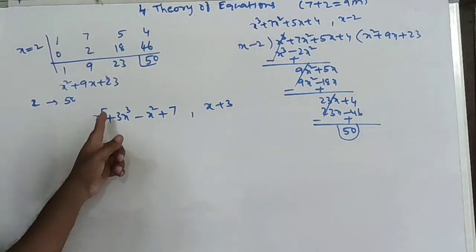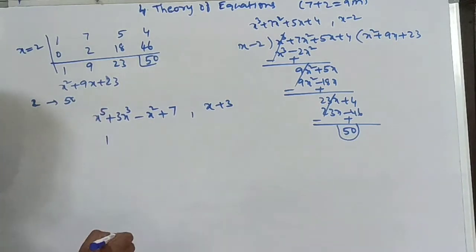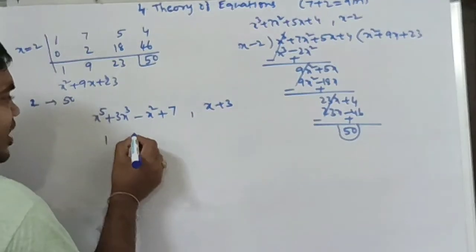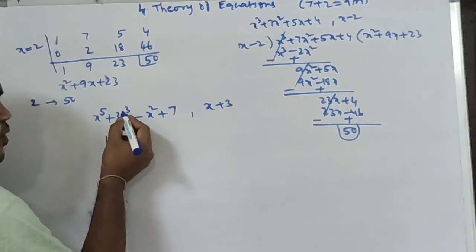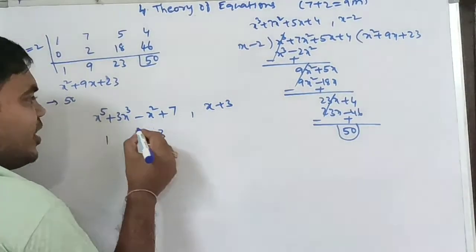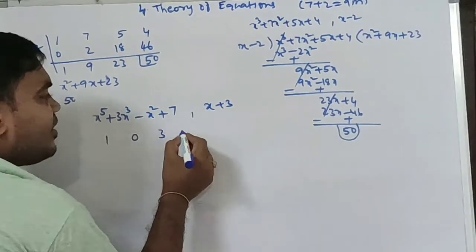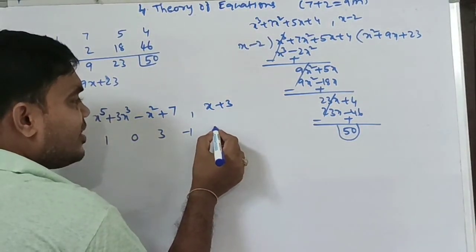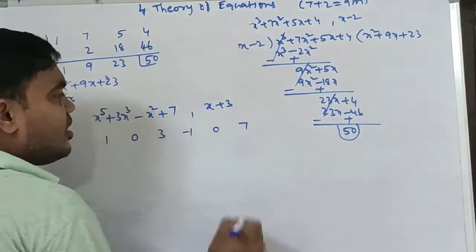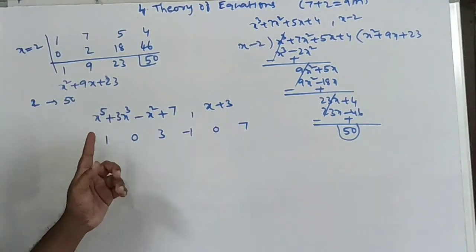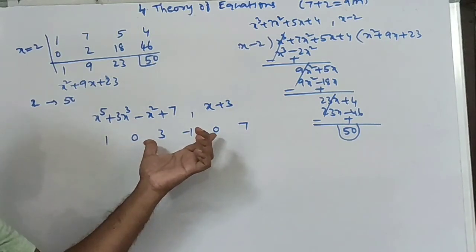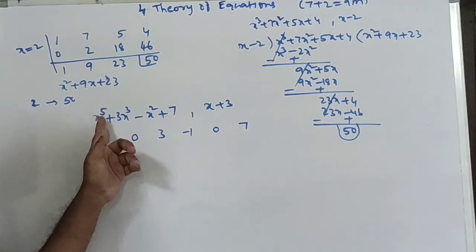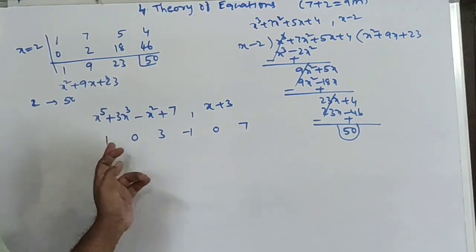What is the highest power? x power 5, coefficient 1. Next, after x power 5, x power 4. Is there any x power 4? No, so I am taking 0. x power 4 coefficient 0. x cube coefficient 3. After x cube, x square, coefficient minus 1. After x square, x, coefficient 0. Constant 7. We should write like this. If we are unable to write 0, it will be a mistake. So definitely you must write zeros whenever a term is not present.